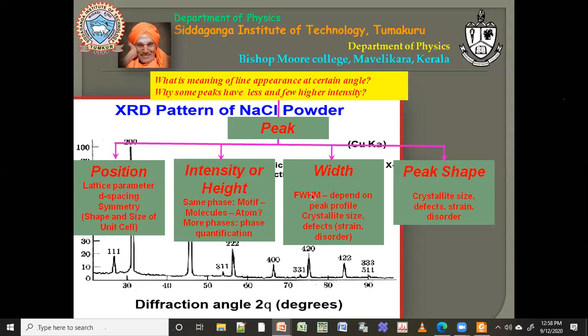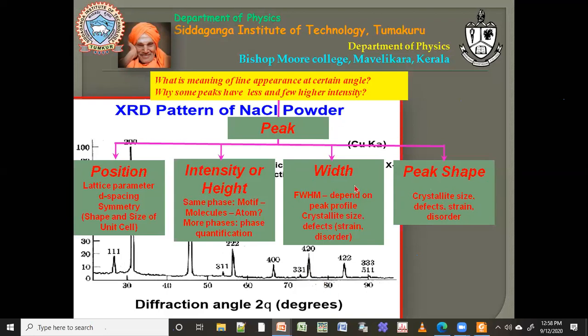Next, when it comes to width, the width of the peak will give more information about the crystallinity. If it is sharp, then that means your sample is highly crystalline. If it is less sharp, it is broad, then it means it is less crystalline. It can also give information about the crystallite size. So this is what we are going to do again: crystallite size, strain, and disorder. These things depend on the shape or the width of the peaks.